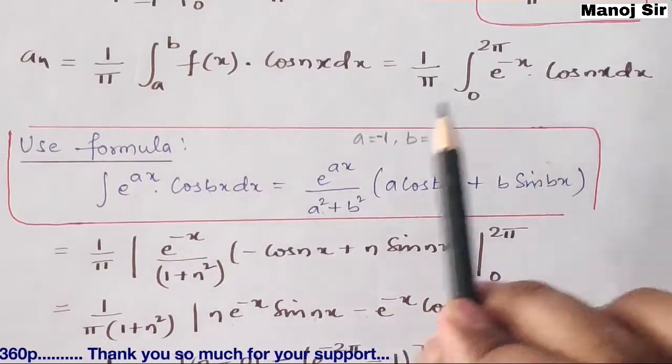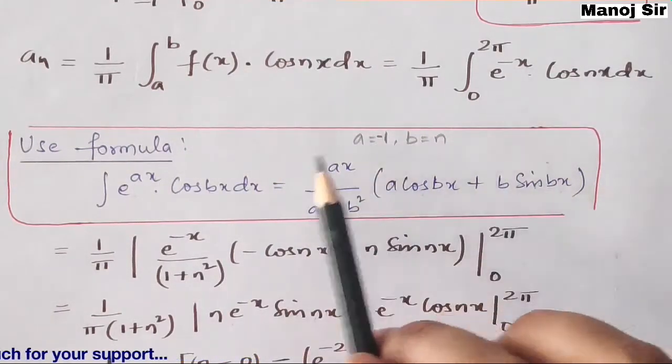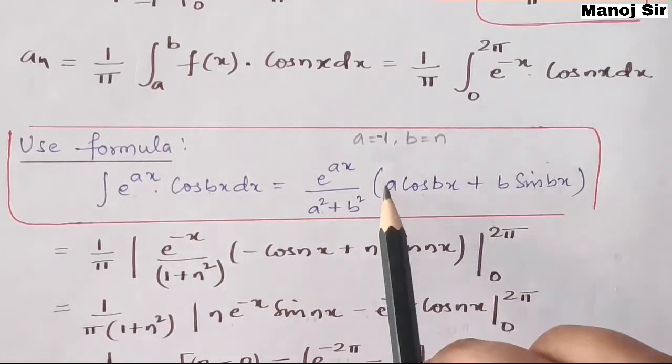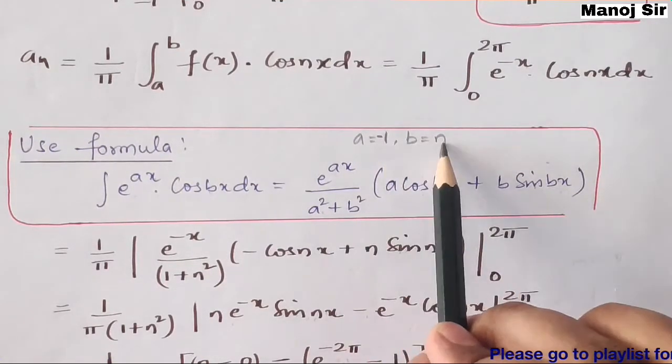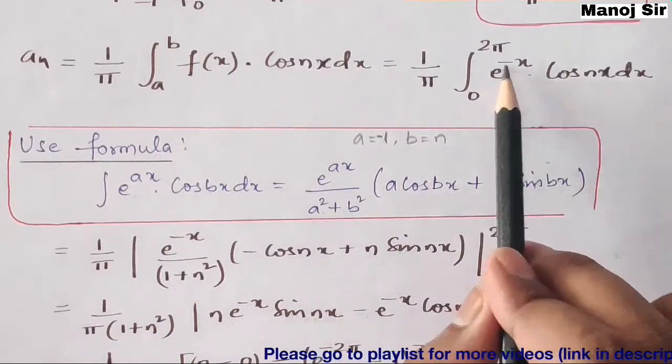If you compare this with this, you will find a equals to minus 1, and b equals to n. So simply put a equals to minus 1 and b equals to n in this formula, and you will get this part.